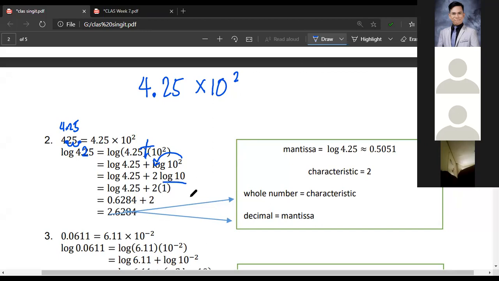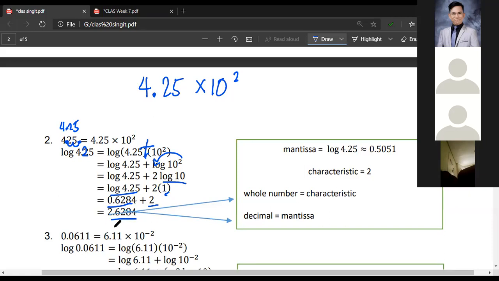So ano ang value ng logarithm of 10? 1. So ano ang value ng logarithm of 4.25? Paki-calcu, that would be 0.6284. Approximately, round that to the nearest 4-digit number. Plus 2, and then add lang natin si 2, so we have 2.6284. Paano malalaman si Mantisa?